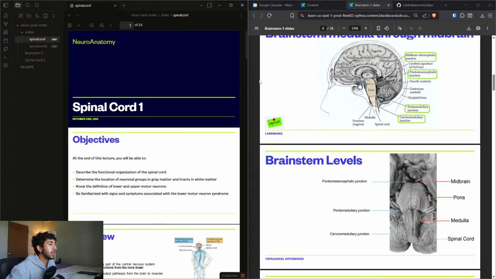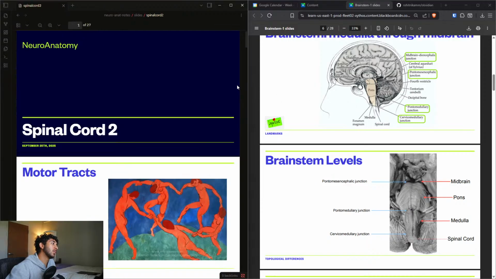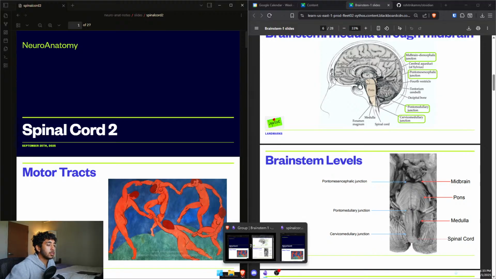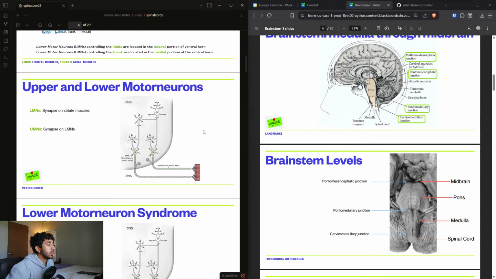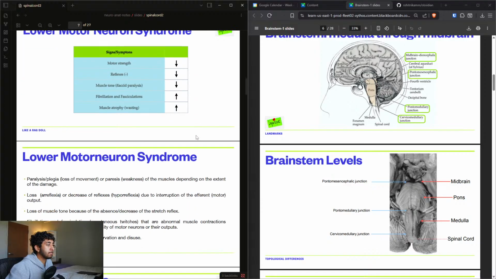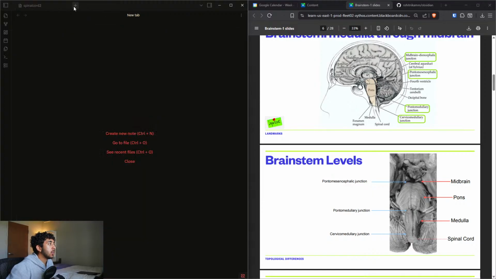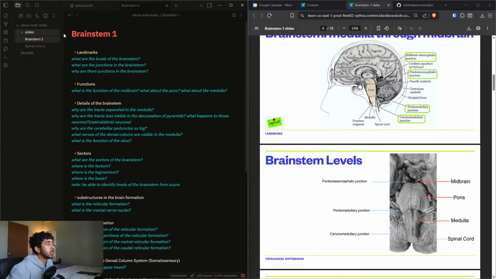Yeah, so I have the slides pulled up here. I'm gonna do a quick recap of slide 2 before I go on to brainstem. I think talking out loud through this would be a good idea. Let's also go through some of the questions that I had. Was it spinal cord? Yeah, spinal cord 2, brainstem 1.